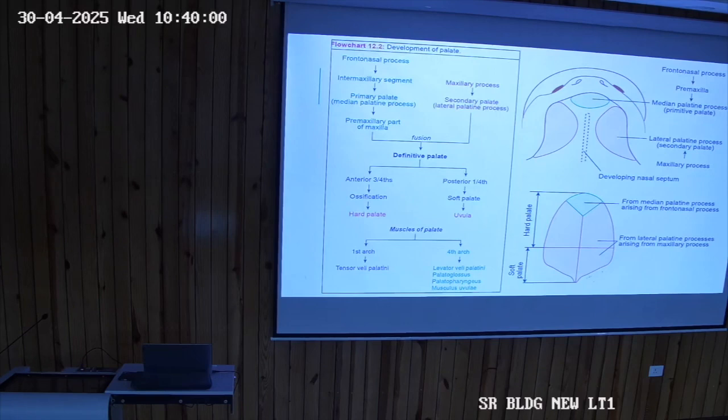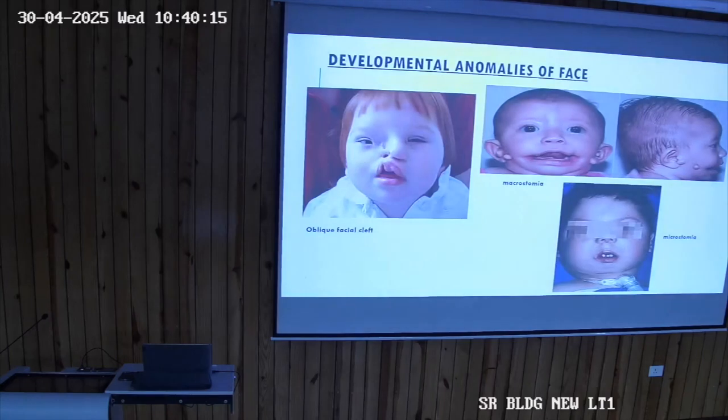One muscle, tensor veli palatini, is derived from the 1st pharyngeal arch and the rest of the muscles are derived from the 4th pharyngeal arch. So according to their origin, they are supplied by the mandibular nerve and the vagus or superior laryngeal nerve. Now facial anomalies.